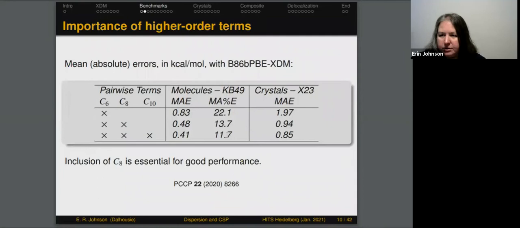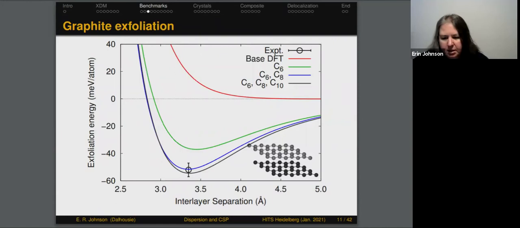There's a dramatic increase in accuracy, including the C8 as well as the C6. A further illustration of this is for a solid state system. Graphite is the classic solid state example where dispersion is important. So we're looking here at the exfoliation energy, or the energy to pull apart the graphite layers, graphene layers within graphite.